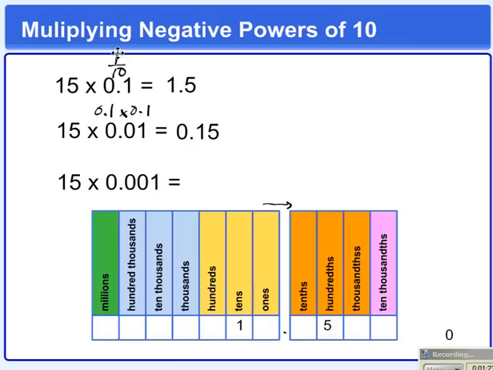And once again, if we start with our 15, and we have 1,000th, which is 0.1 times 0.1 times 0.1, we're going 3 times smaller. So we go 1, 2, 3. Add our 0, and in this case, we have 0.015.